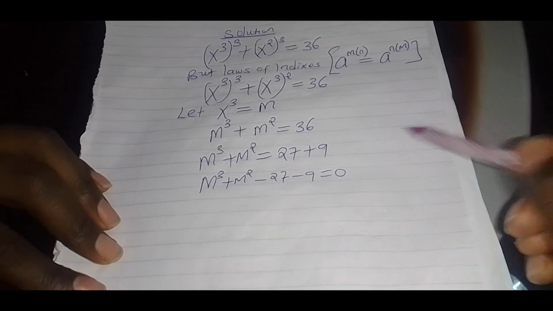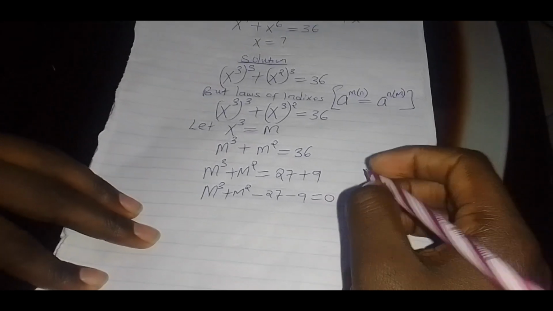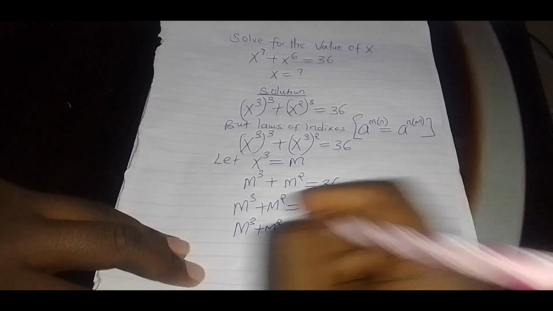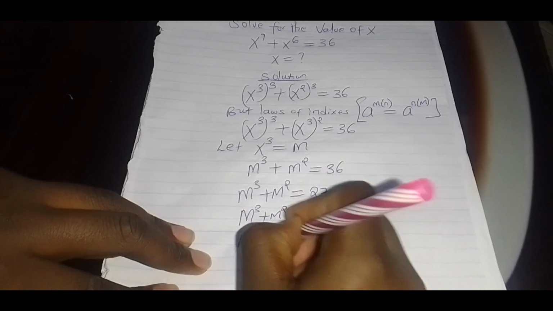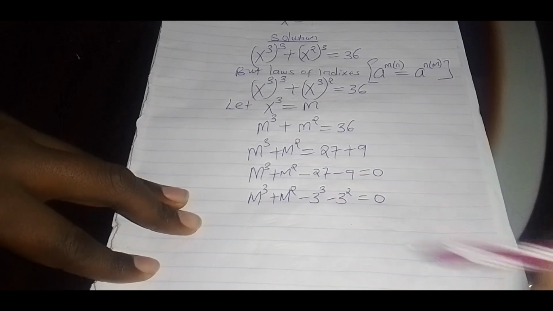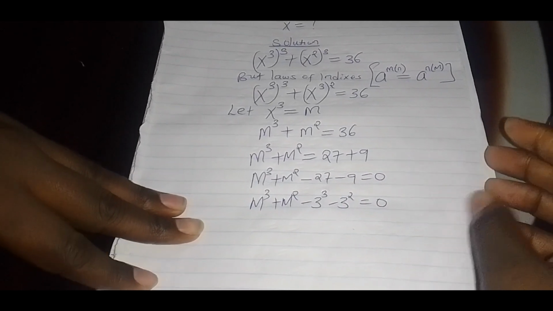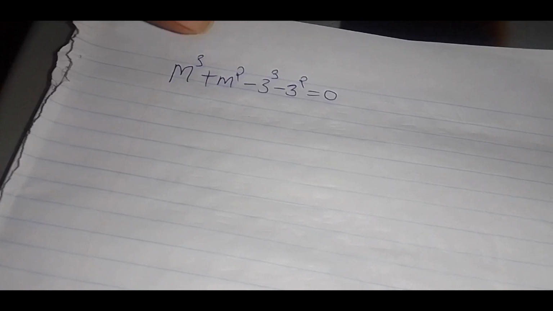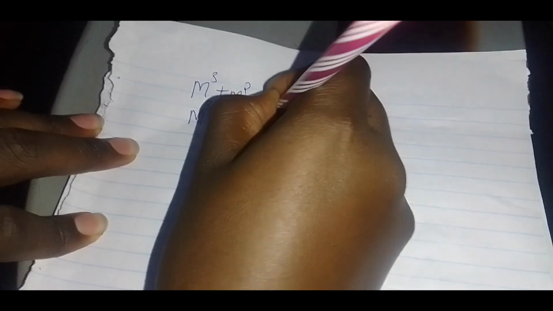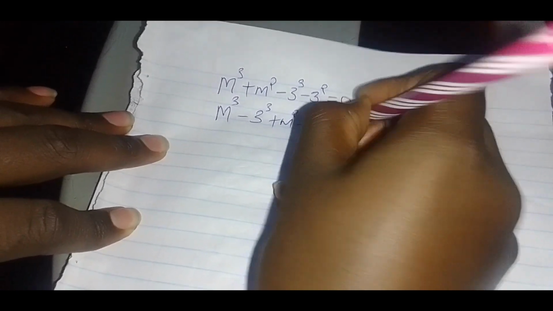Now we write this 27 and 9 in the base of 3 as follows. So we'll have m cubed plus m squared minus 3 cubed minus 3 squared, equal to 0. If you say 3 cubed, it's going to give you back 27, and 3 squared is going to give you 9. So here we'll have m cubed minus 3 cubed plus m squared minus 3 squared. This is equal to 0.